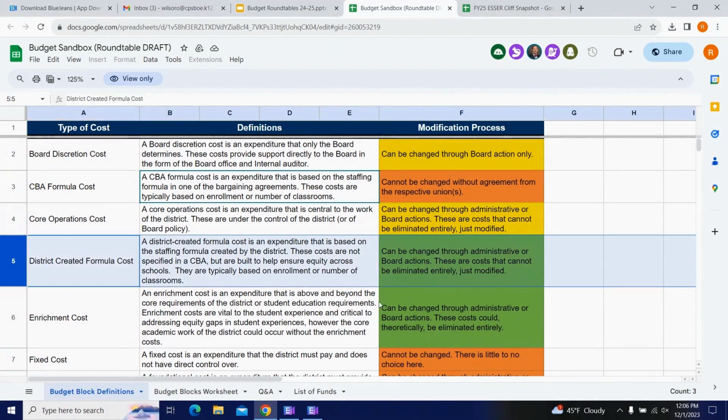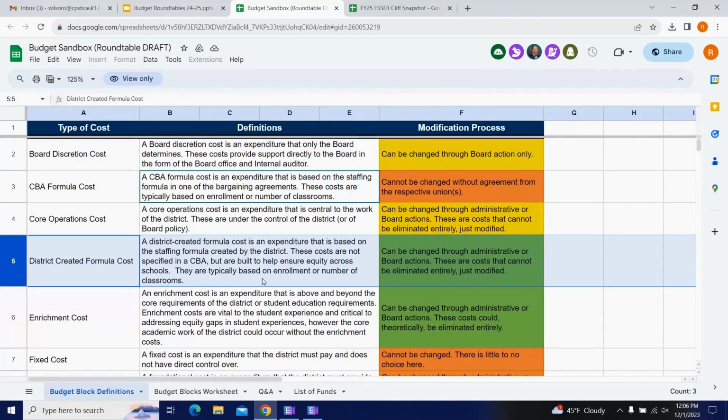These are things that we decide on our own. They're not in a negotiated contract. They are under our discretion. Examples of that: number of custodians per school, number of security assistants per school, number of APs, and that example list goes on as well. So all of that could be modified.